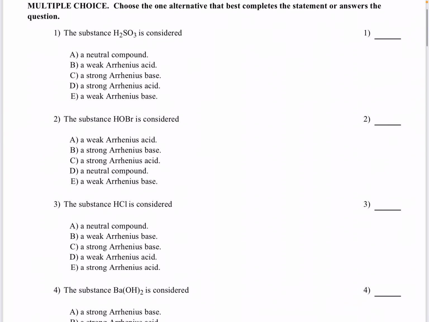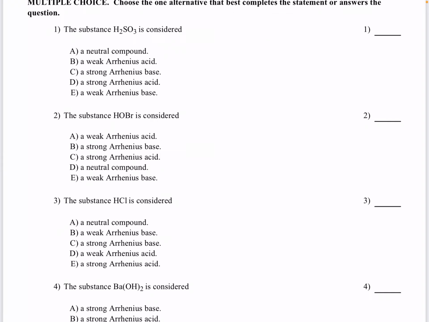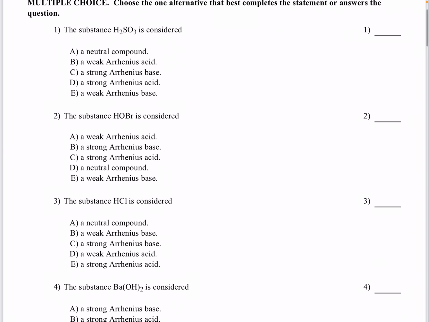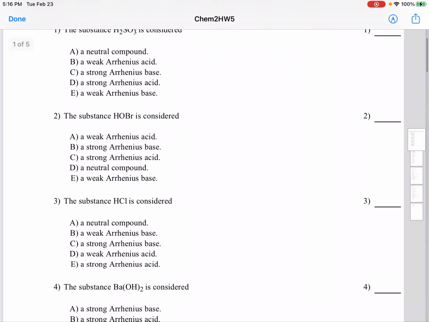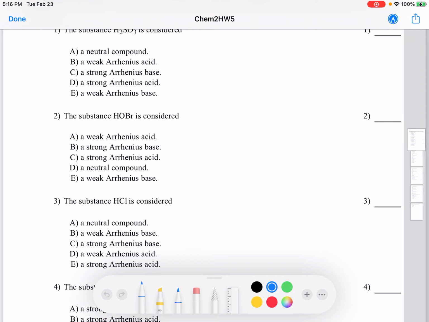And then the substance HOBr is considered. Again, that is an acid, right? A base is considered as OH, but here it's not a hydroxide. Hydrogen is at the front. So this is hypobromous acid, which you learned in your Chem 1. Remember, we learned about hypobromous acid, bromous acid, bromic acid, perbromic acid, depending on the number of oxygen atoms. So this is an acid, and that is a weak acid. Remember, it's not one of those strong acids that we talked about. So it's again a weak Arrhenius acid.